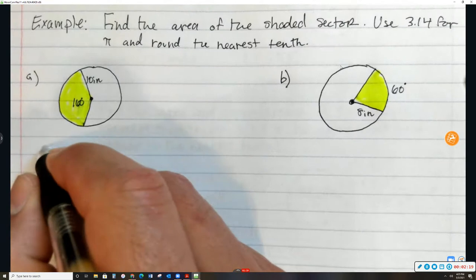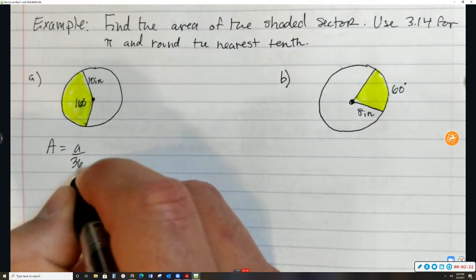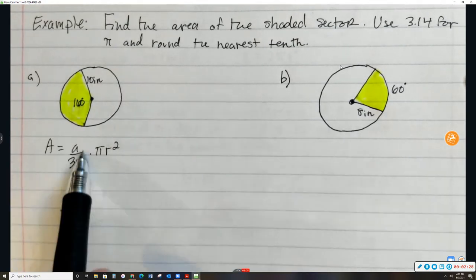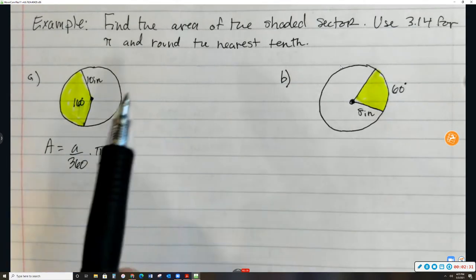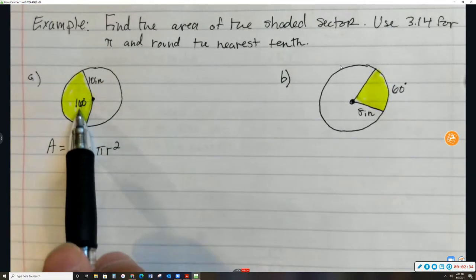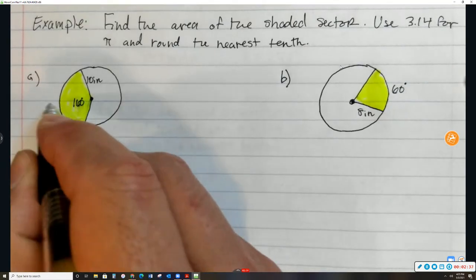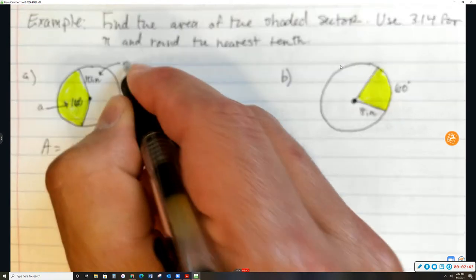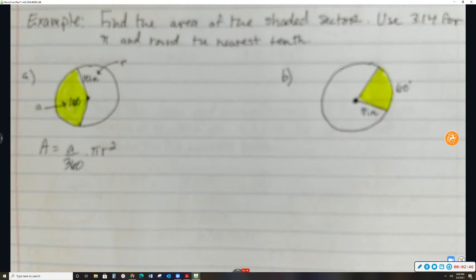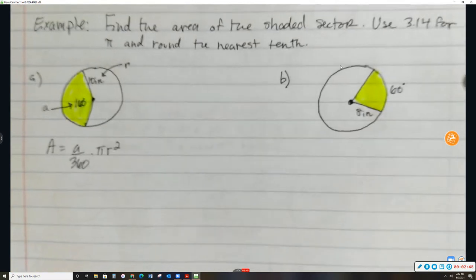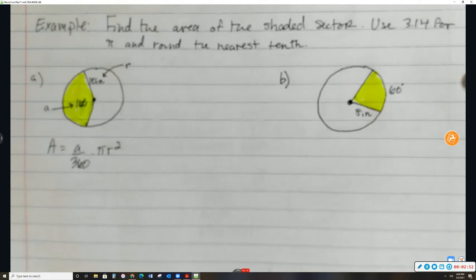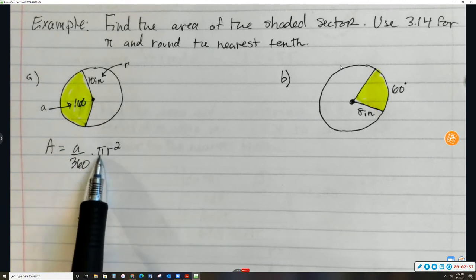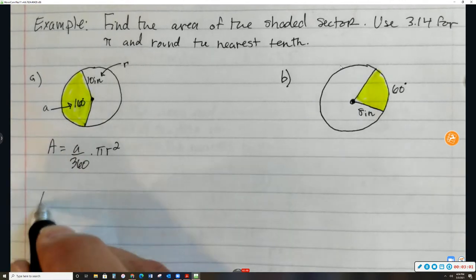So again, I'm just going to write down my formula, and then I'm going to substitute everything I know. Remember, A is the angle inside the sector, basically. So the A here is 160. That's our A. And then obviously this guy up here is our radius. And then pi, I'm going to put 3.14. So I'm going to substitute everything in there.